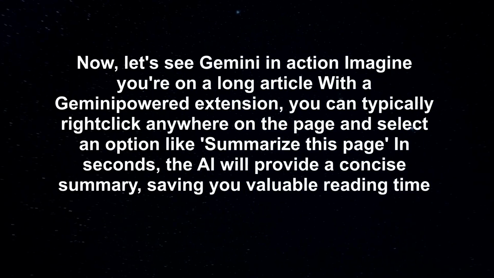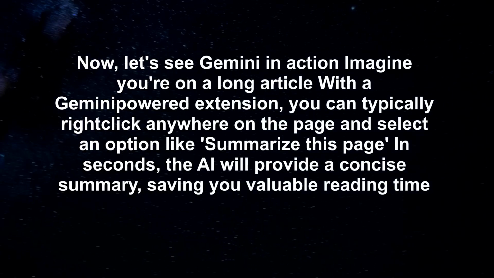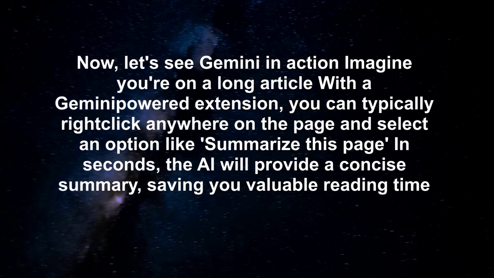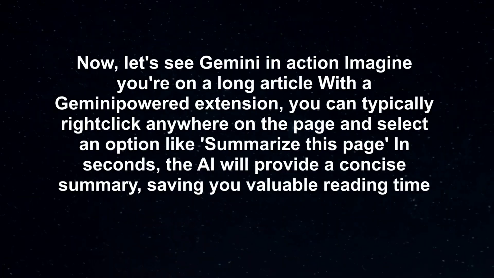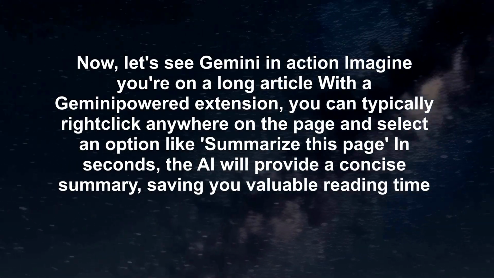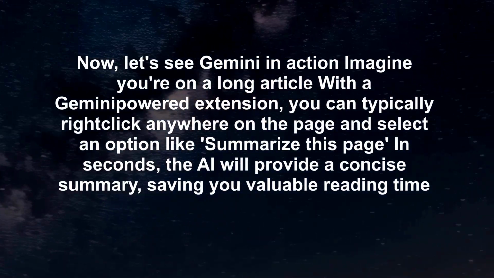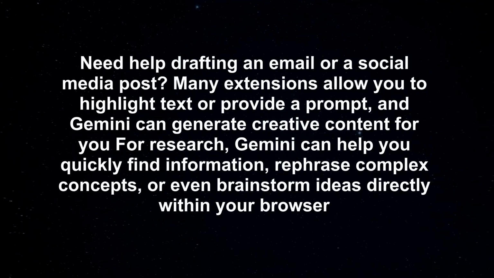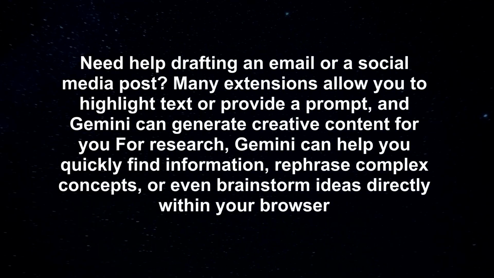Imagine you're on a long article with a Gemini-powered extension. You can typically right-click anywhere on the page and select an option like Summarize this page. In seconds, the AI will provide a concise summary, saving you valuable reading time. Need help drafting an email or a social media post?